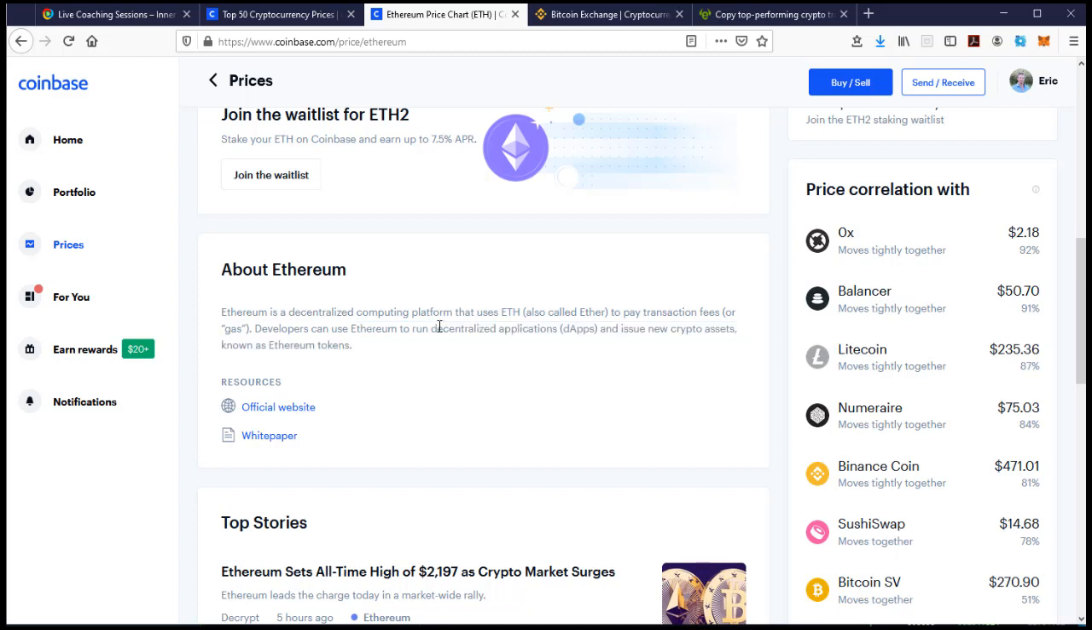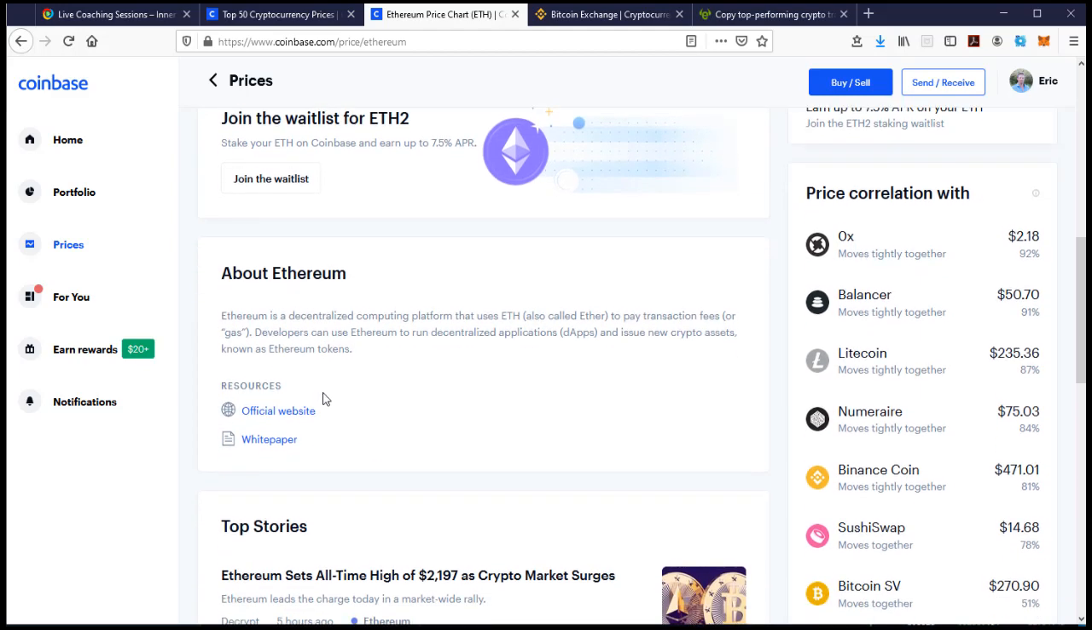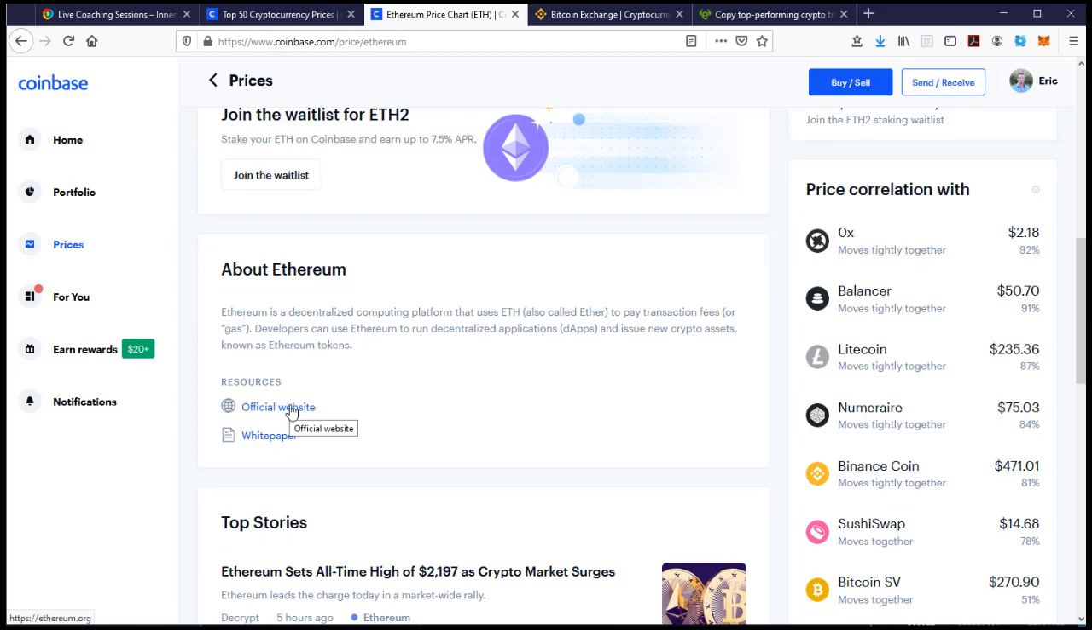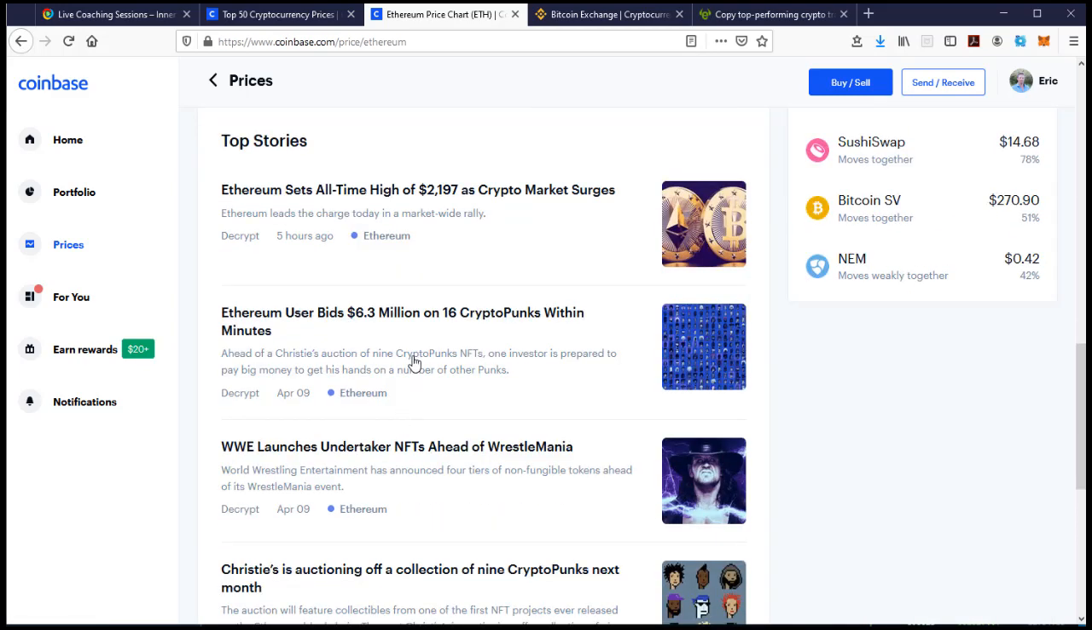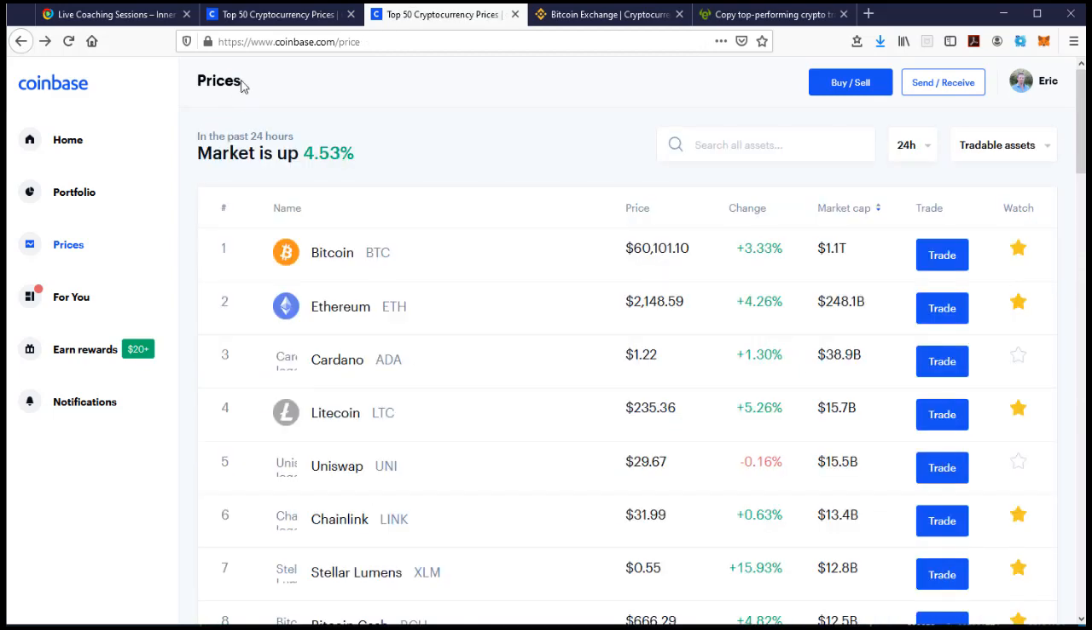It can be used for creating and running applications. You've heard about NFTs, non-fungible tokens, these people selling pieces of digital artwork for millions and millions of dollars. Most of those are being built and saved on the Ethereum blockchain. Ethereum is used for applications like that and also creating new crypto assets. So Ethereum is very useful. Also, here on Coinbase, below each cryptocurrency listed, you can visit their official website to learn more about them. So this is very helpful. And then if they have recent news, you'll see recent news about that particular cryptocurrency as well.